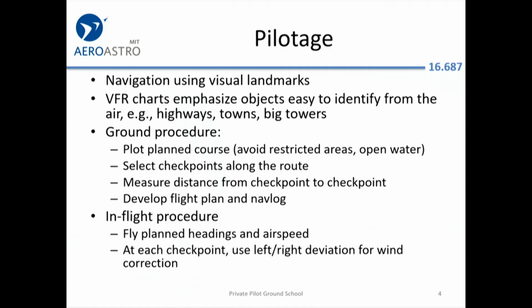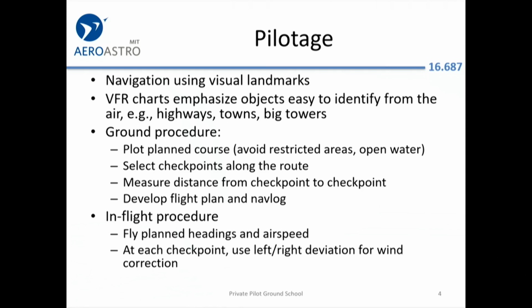So the procedure, and we'll go through this carefully, is you plot your planned course using a pencil and a ruler, essentially, on the chart. You select what checkpoints are going to be visible on your flight. You measure the distance from point to point, and then you've got this plan of what heading you're going to steer. You get the forecast winds as well.